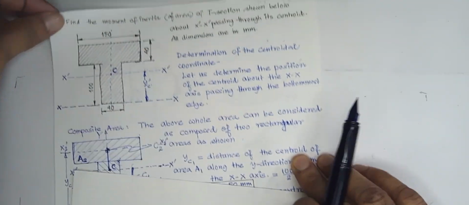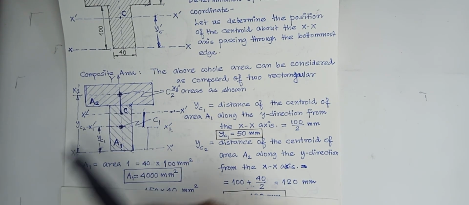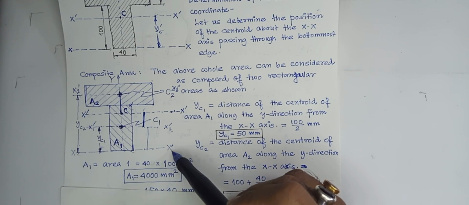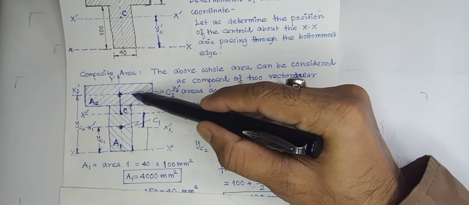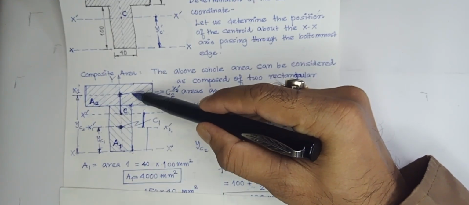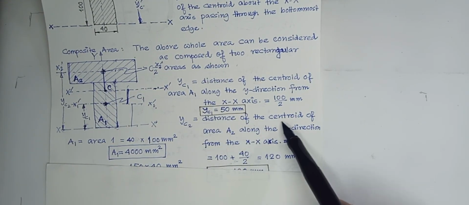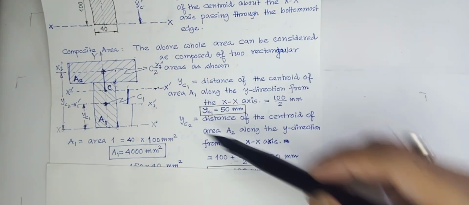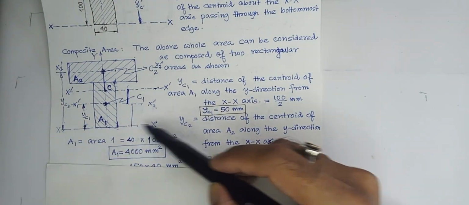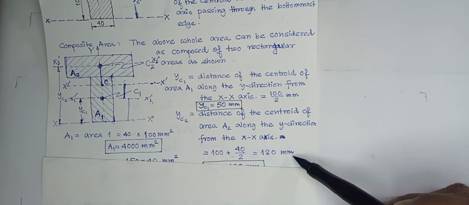Similarly, I know what is yc2. What is that? yc2 means this is the centroid c2 of area a2, and therefore from this axis the distance is this plus half of this, that means it is 40, therefore half of that is 20. So it is 20 plus 100, that is the distance of the centroid of the area a2 along the y direction from the x-axis, that is 100 plus 40 by 2, that is 120 mm.